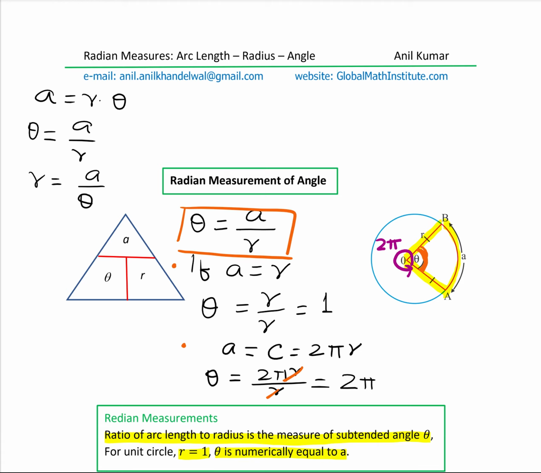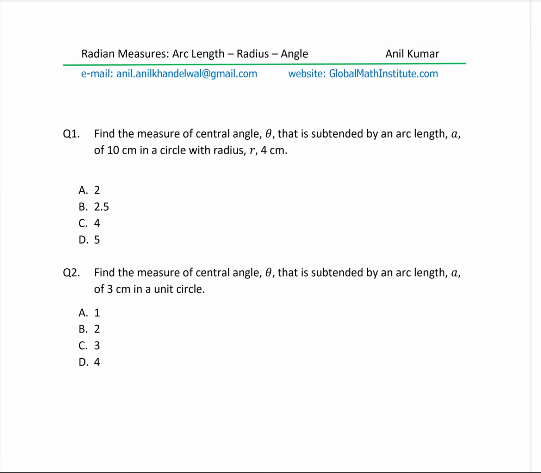Now with that in mind, let's take some examples and explore further. Here is our example 1 and 2. Question number 1 here is, find the measure of central angle theta that is subtended by an arc length A of 10 centimeters in a circle with radius r 4 centimeters. 4 choices are given to you.